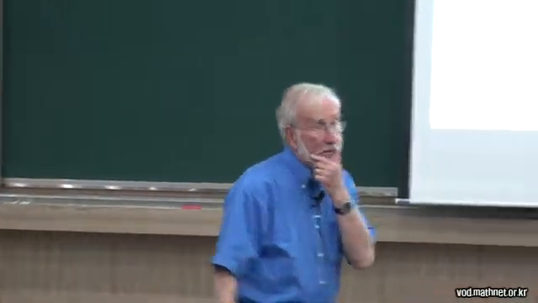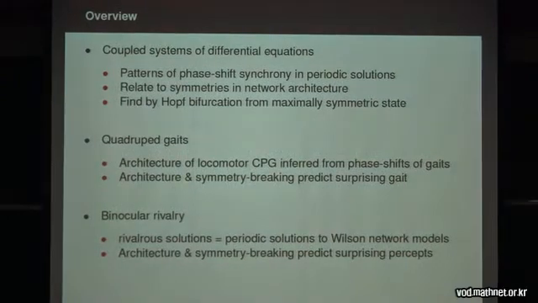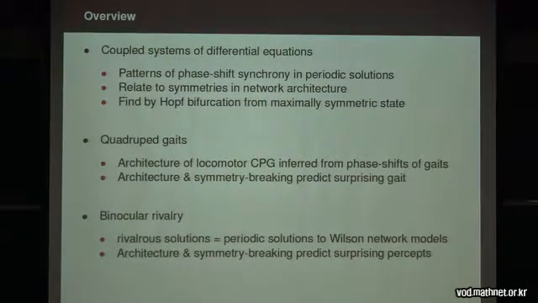And the other example that I want to talk about is binocular rivalry. In binocular rivalry, the experiment, a psychophysics experiment, is that you have two pictures. You show one image to the left eye of the subject, the other image to the right eye, and you ask the subject, what do you perceive? What are the percepts? And again, periodic solutions with spatiotemporal symmetries will play a role in trying to decode some of the experiments that have been done. So that's sort of the outline.